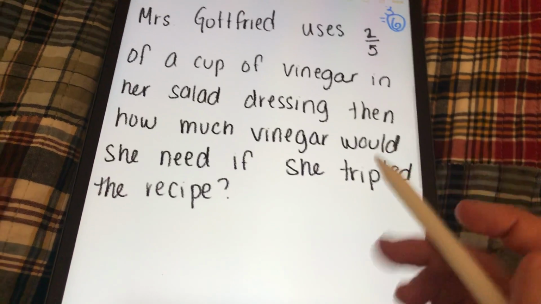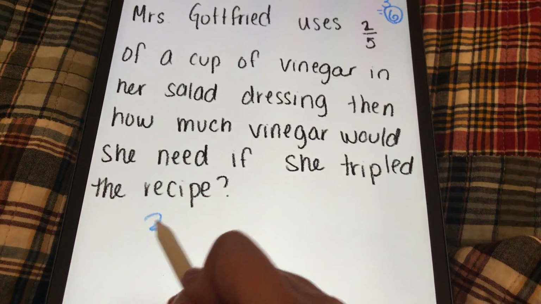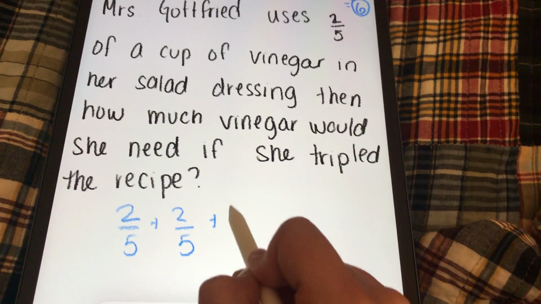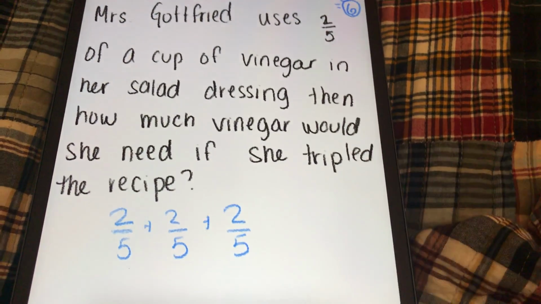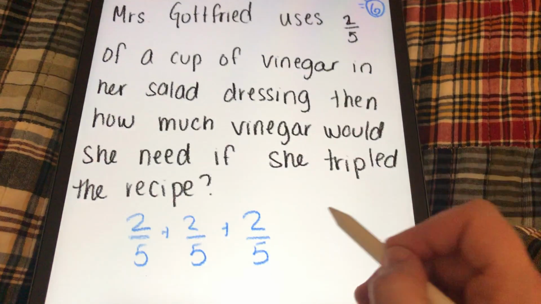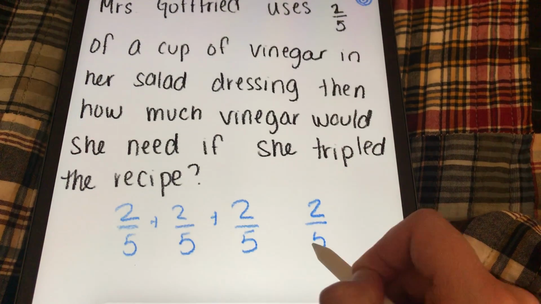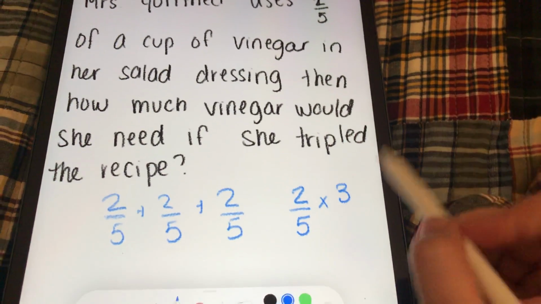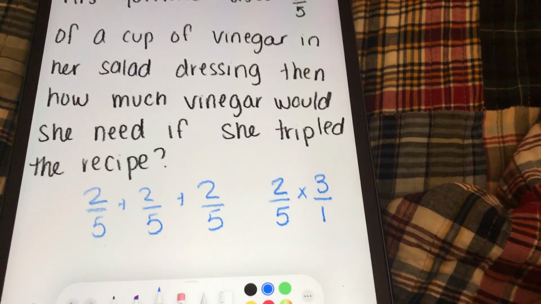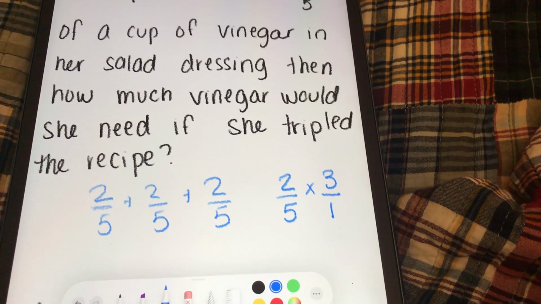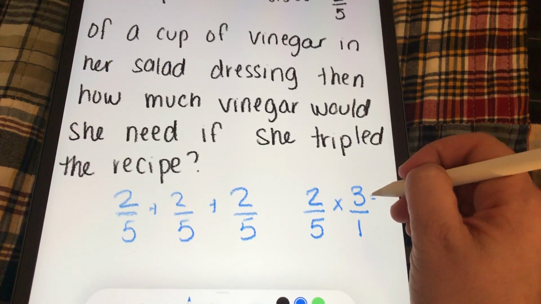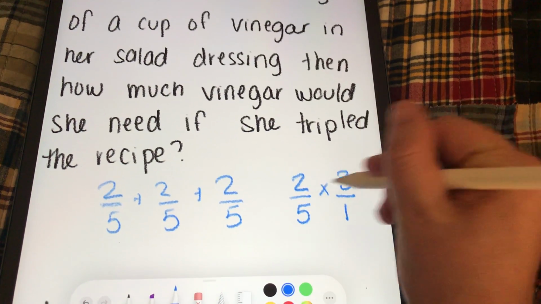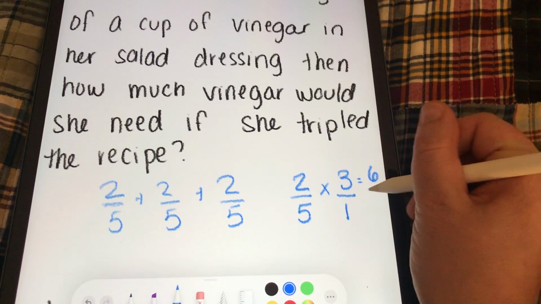That's right. So instead of saying 2/5 plus 2/5 plus 2/5, yesterday I gave you the strategy that you could instead do 2/5 times 3, okay? You would put that over 1, because any number over 1 is itself, okay? So when you do that, you get 2 times 3 is 6/5.